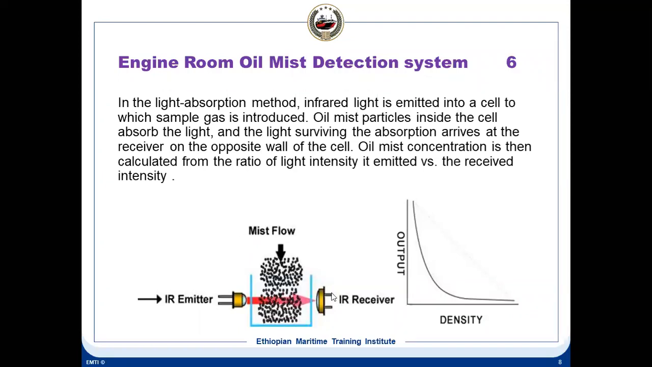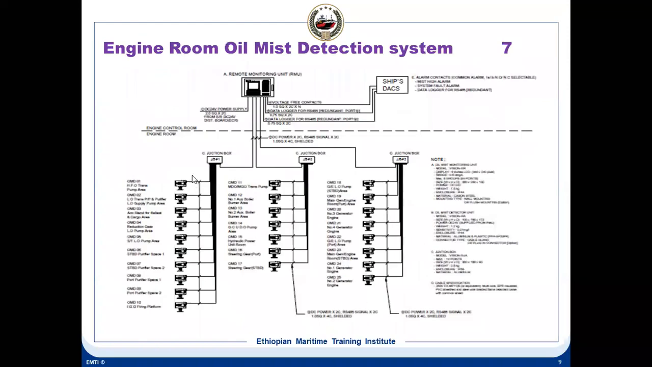You can draw this diagram and explain how the engine room oil mist detection system is working. You can see the graph here, the output and the density. This is the location, how it is being located. You can see how many places there are, it is even used in HFO transfer pump areas, where the heavy oil transfer pumps are.